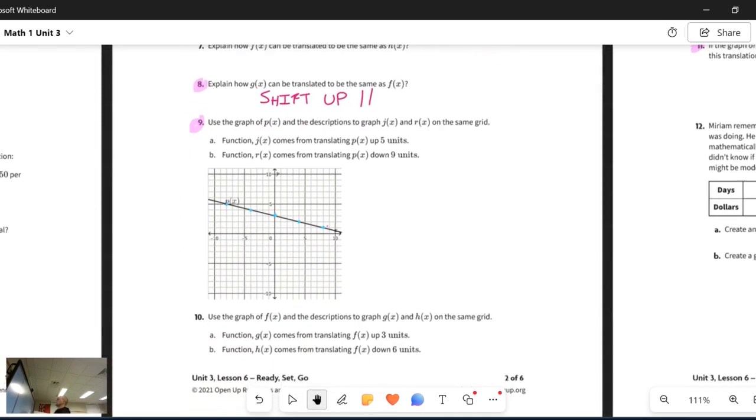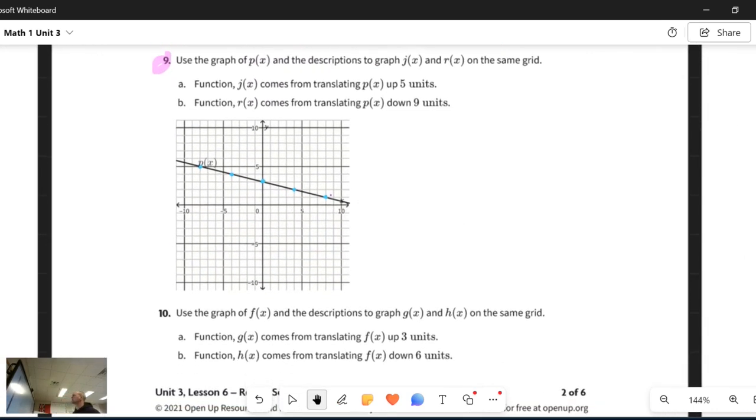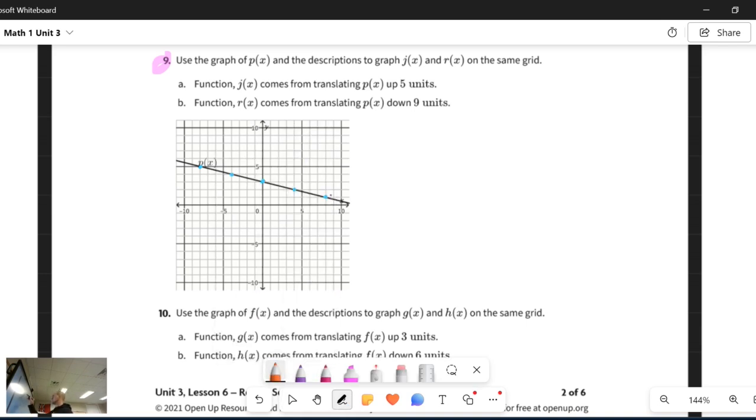For this next piece, I did a little bit of background work as well, because I wanted to have some points set up. Use the graph of p of x and the descriptions to graph j of x and r of x on the same coordinate plane. p of x was already there. I just added some points to make life a little bit easier. Let's go through and do j of x. We'll do j of x in orange.